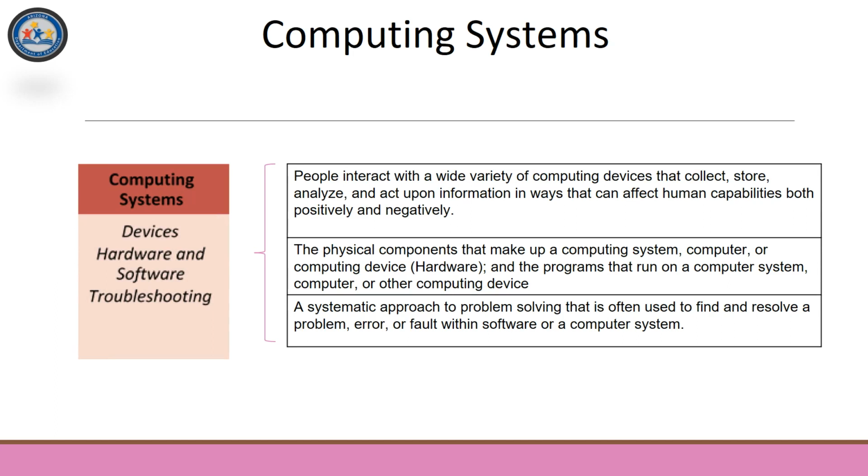Computing systems refers to and involves the interaction that people have with a wide variety of computing devices that collect, store, analyze, and act upon information in ways that can affect human capabilities both positively and negatively. The physical components, hardware, and instructions, software, that make up a computing system communicate and process information in a digital form. And troubleshooting, which is a systematic approach to problem solving.